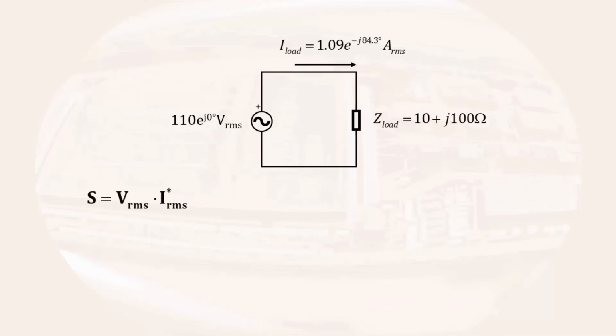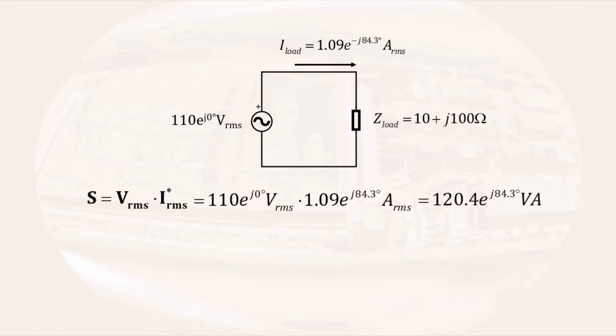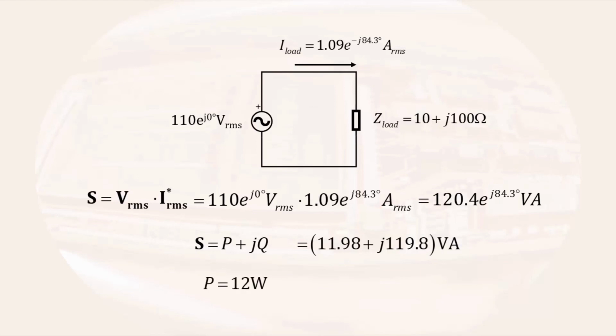If we calculate the current through a load using an RMS voltage of a sinusoid, the current will also be an RMS value. Since both the voltage and current are RMS values, the complex power is the voltage times the complex conjugate of the current, which yields about 12 plus j120 volt amps. That means there is 12 watts of average power dissipated by the motor and 120 volt amp reactive exchange between the source and the motor.